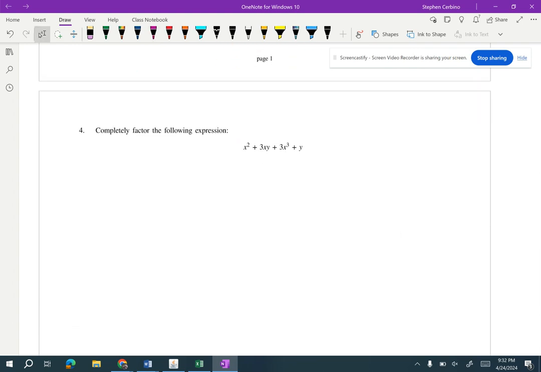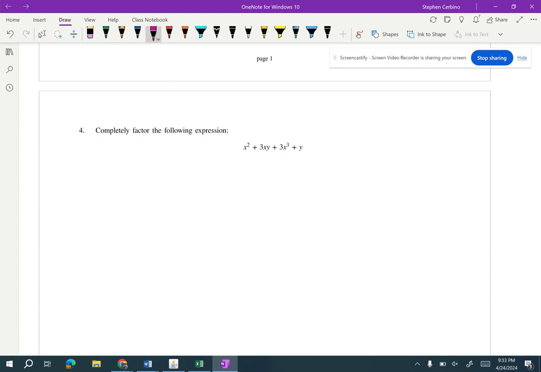Next one's a little tricky. So it says it's 4 terms, but if I start grouping, I get a common factor of x, giving me x plus 3y. I get a common factor of 1, giving me 3x cubed plus y. These are not the same. So then we say, is grouping wrong? Well, the answer to that question is no. It's still 4 terms, so grouping's got to work. I just might have to reorder my terms so that it actually groups correctly.